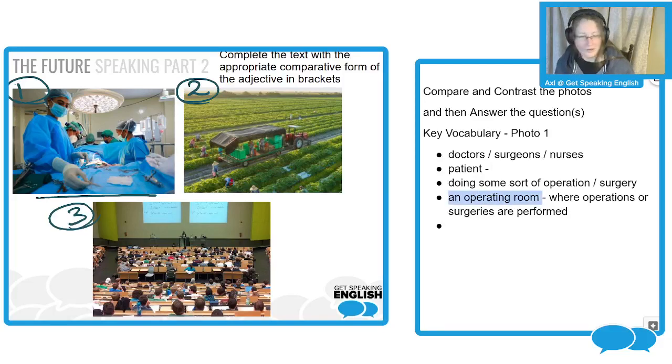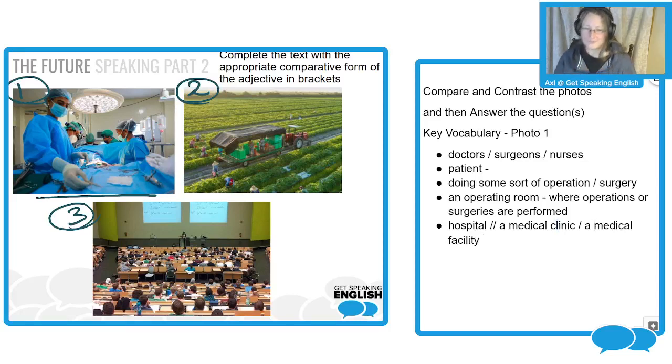And then obviously this operating room is probably in some sort of establishment. So maybe a hospital. That would be the classic place to get an operation done. But maybe it could also be a clinic or a medical facility. That'd be very generic, but yeah, so a clinic or a medical facility. So we could basically see that about that photo.